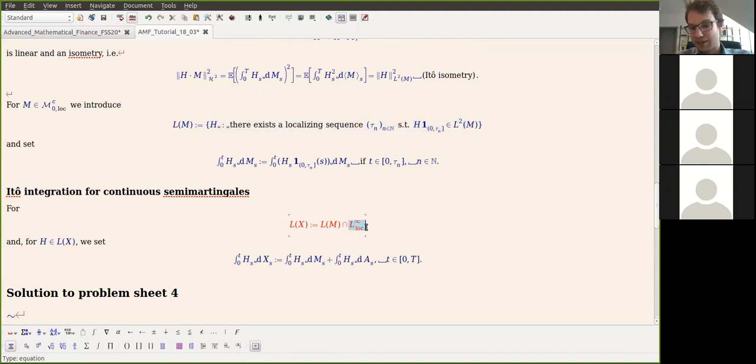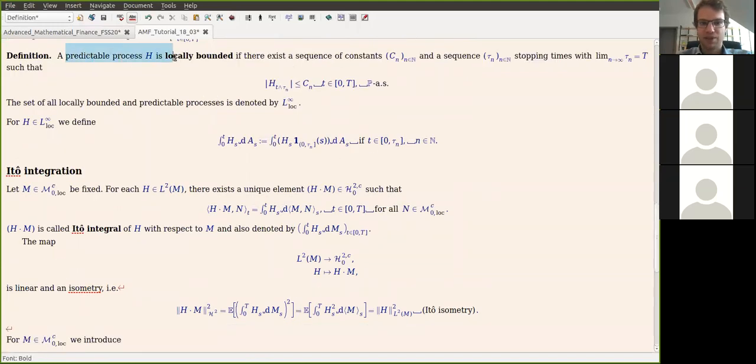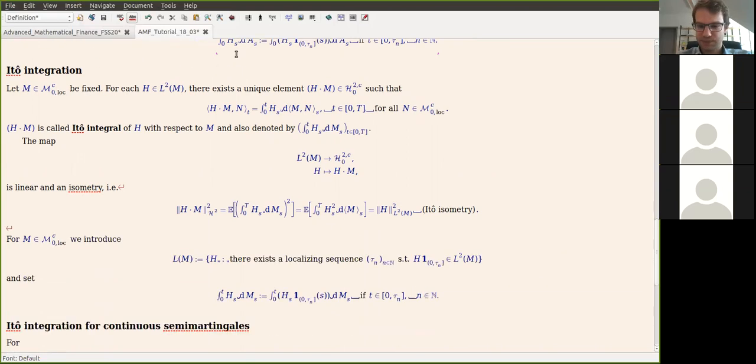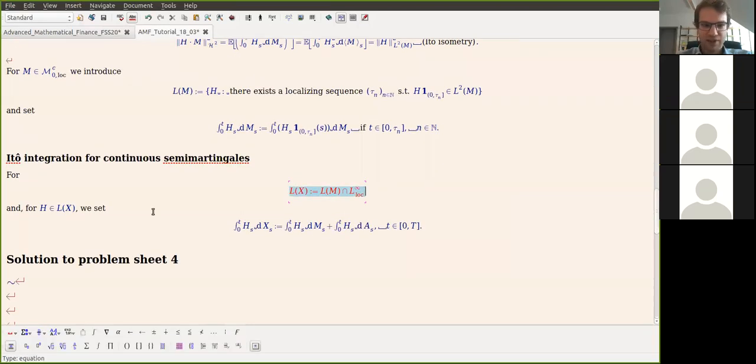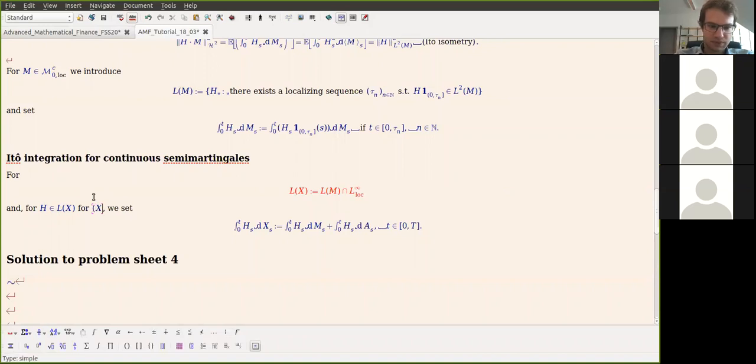And this does not depend on H, right? This is the class of all predictable processes which are locally bounded, right? Then, this is fine. So if I have an integrand which is in L(X), then we can, as our planned strategy was, define the integral of H with respect to a semimartingale. The locally bounded condition only applies to A, the finite variation part, and the L(M) condition applies only to the martingale part, right?